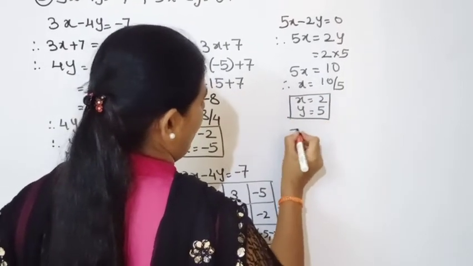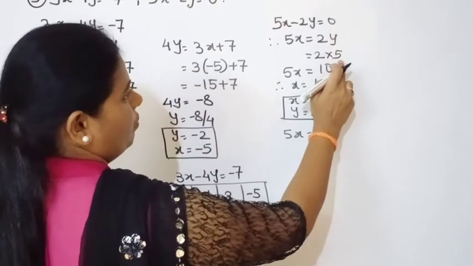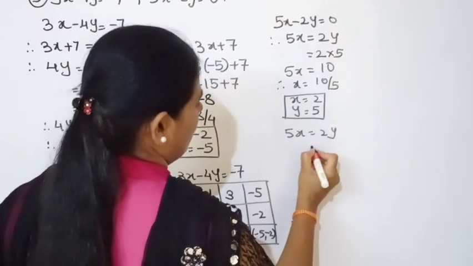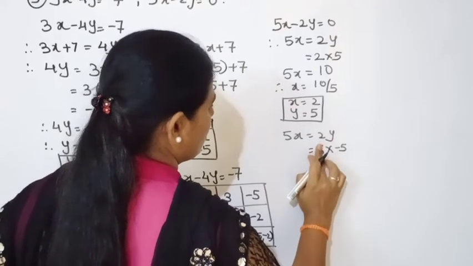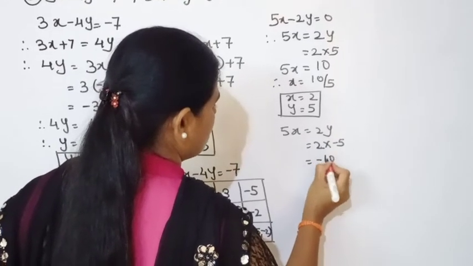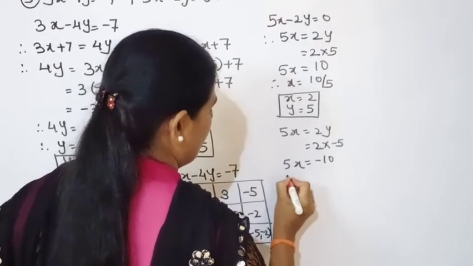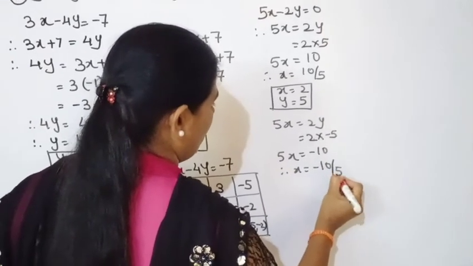Okay. Now second point. 5x equal to 2y. Similarly, I have taken plus 5. Now I will take minus 5. So 2 into minus 5. Sorry. 2 into minus 5. That will be minus 10. 5x equal to minus 10. Therefore, x equal to minus 10 divided by 5.